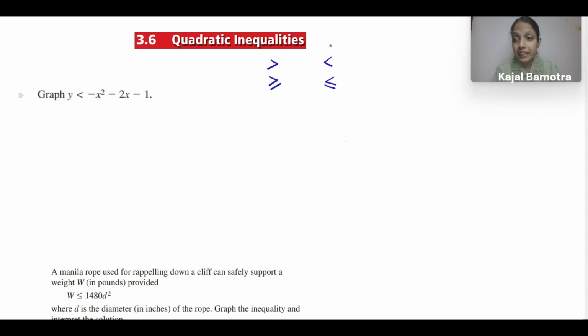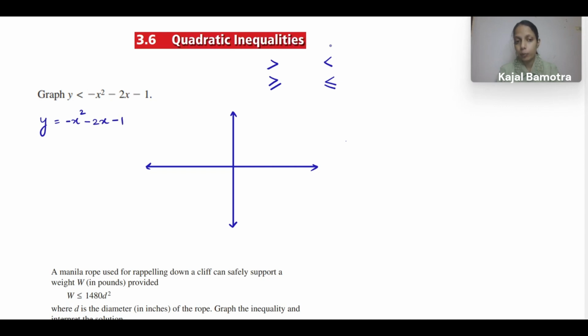y is less than negative x square, negative 2x, negative 1. We have to graph it. To make the graph, I make a line. I'm trying to make a coordinate plane. Then I choose some numbers to make the graph for y equals negative x square, negative 2x, negative 1. If I substitute 0, I will get negative 1. At 0 it's negative 1.